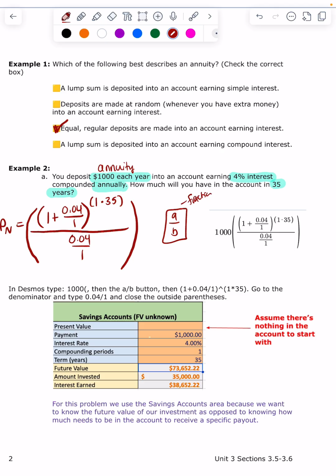So that'll give you a top and a bottom. In the top, you'll put parenthesis 1 plus 0.04 divided by 1, close the parenthesis, and then go into exponent mode, parenthesis 1 times 35 parenthesis. Then click down into the denominator to do 0.04 divided by 1 again.